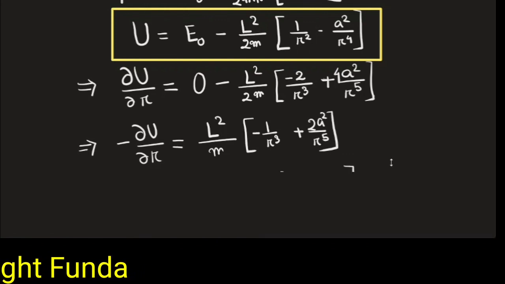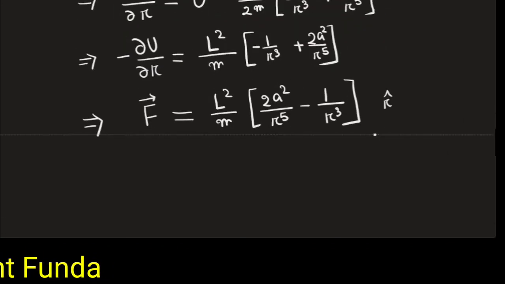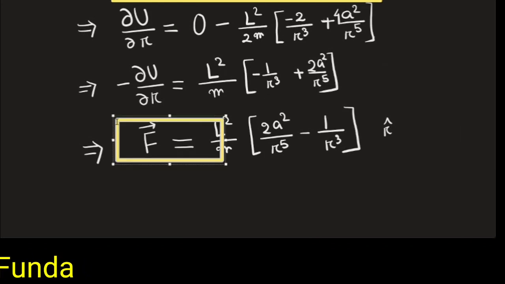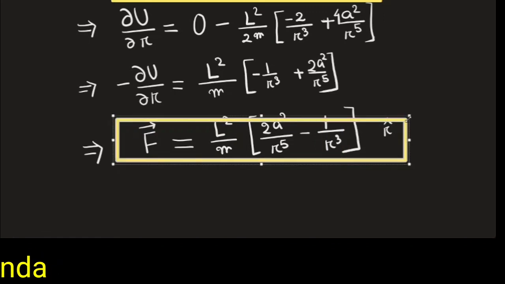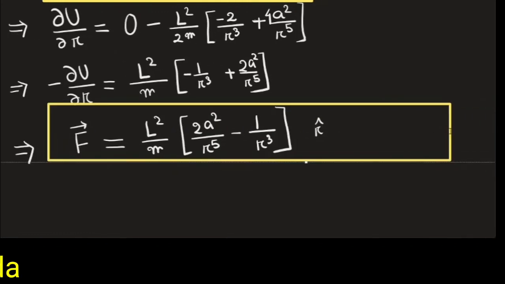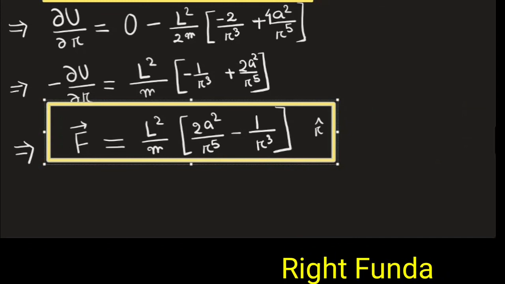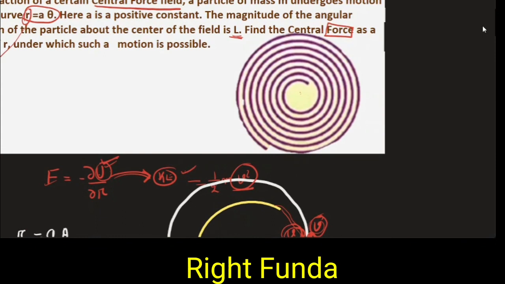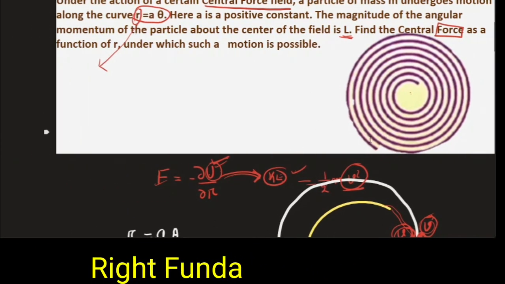Okay, and this minus del U by del R is nothing but the force. So the force will be in the direction of R cap, and we can find the magnitude of the force to be equal to this. So we calculated the force field under which the particle will be moving in a spiral path, such that R is equal to a theta, that we have calculated. So I hope you have understood the problem and you know how to solve it.